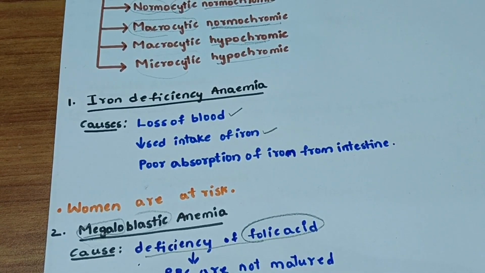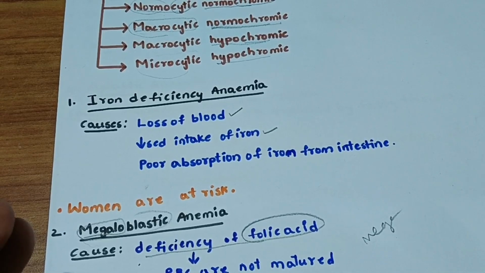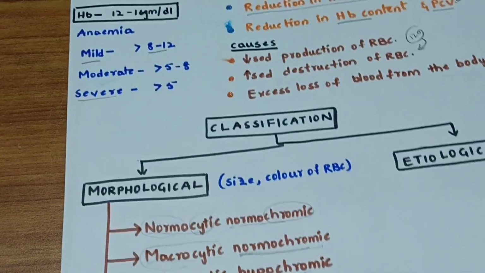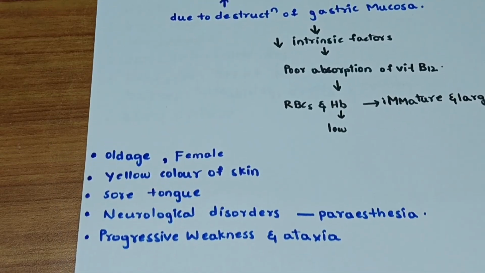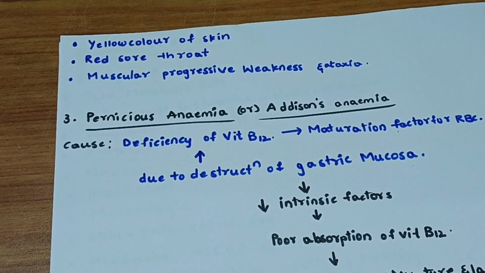The unmatured stage of RBC is what? The megaloblastic stage. So if there is deficiency of folic acid, that leads to RBC immaturity. If the folic acid is deficient, the RBC is not matured. The unmatured stage of RBC is the megaloblastic stage. So deficiency of folic acid leads to megaloblastic anemia.